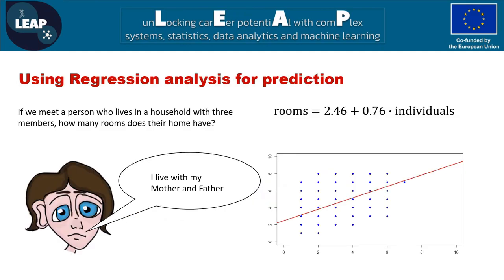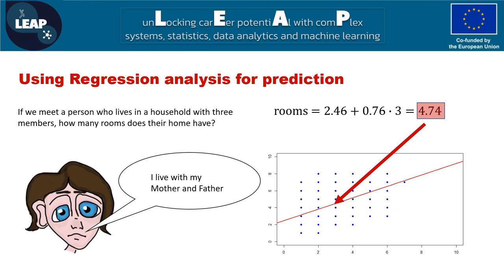So regression analysis can be used for predicting. For example, if we have a person that we have no information about except that this person is from a 3-person household, we can calculate the number of rooms the household has by multiplying 0.76 with 3 and adding 2.46, and then we will get 4.74 rooms. A 3-person household will, according to our model, and it's important to remember this is what our model says, nothing else, have 4.74 rooms in this city in Sweden.